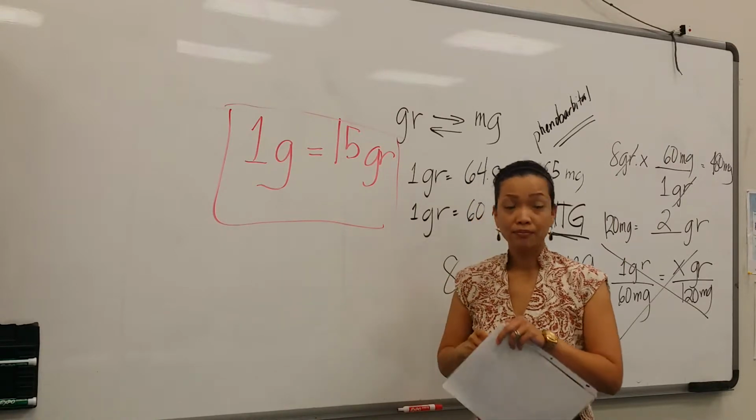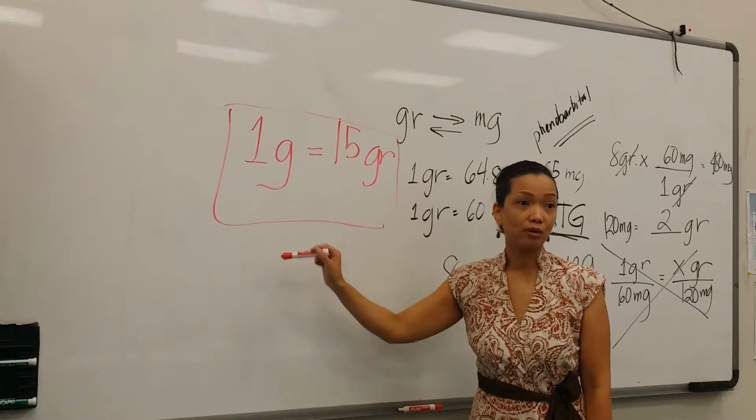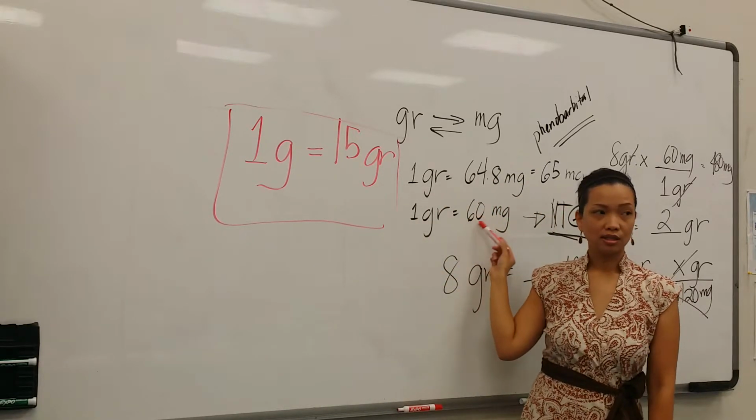A gram is 15 grains. It's kind of confusing, that's why I try to stay away from it. This one, I use very often.